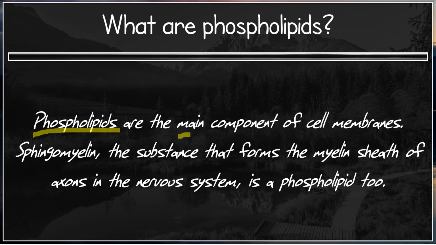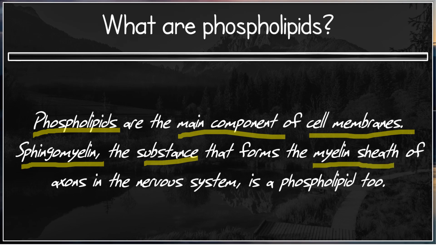Phospholipids are the main components of cell membranes. Sphingomyelin, the substance that forms the myelin sheath of the axon in the nervous system, is a phospholipid too.